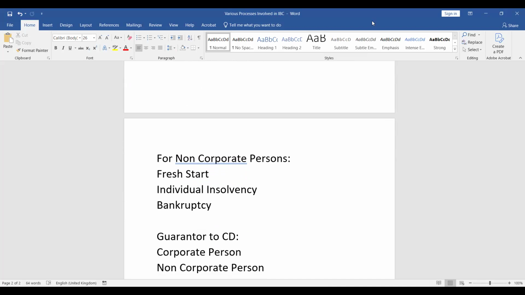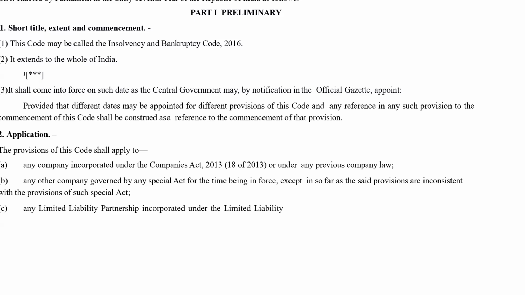Okay. So now, the Code and regulations. So we were here. Okay. So section 1 says this code may be called the Insolvency and Bankruptcy Code 2016 and it extends to the whole of India. Section 2 regarding applicability.